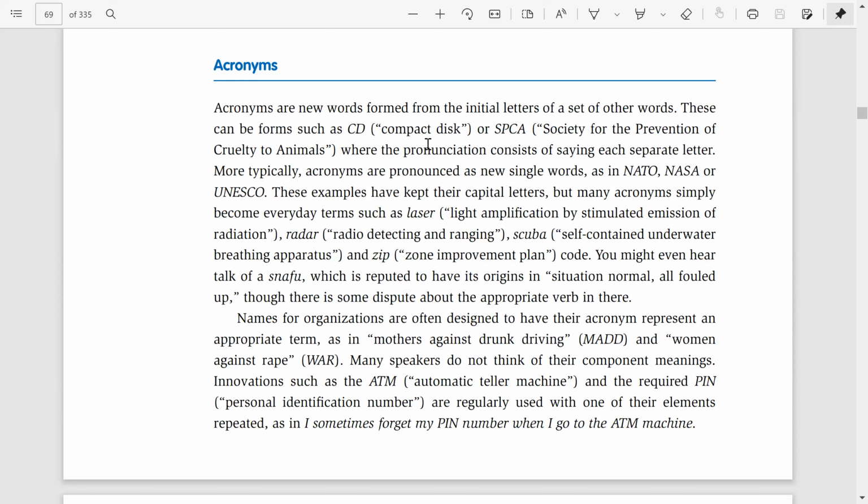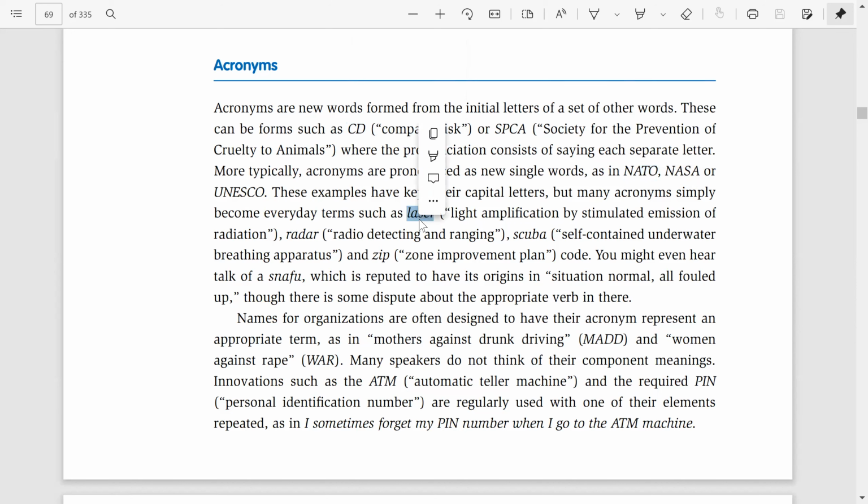फॉर एग्जांपल, compact disc is a phrase of two words. So instead of using compact disc, we use CD. And same is the case for SPCA, Society for the Prevention of Cruelty to Animals. And then they sometimes become a complete word. Instead of using CD, we sometimes use them as a word. Acronym को हम कभी कभी complete word के तौर पे भी use करने लगते हैं. How? For example, NATO, NASA, UNESCO, they are also acronyms.